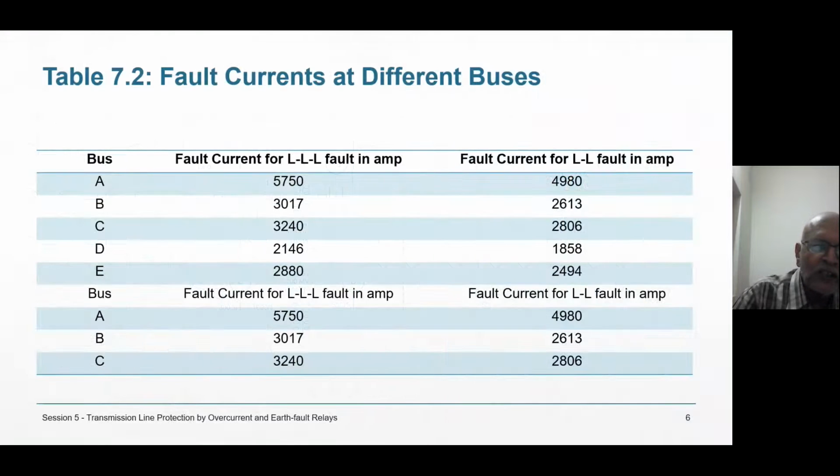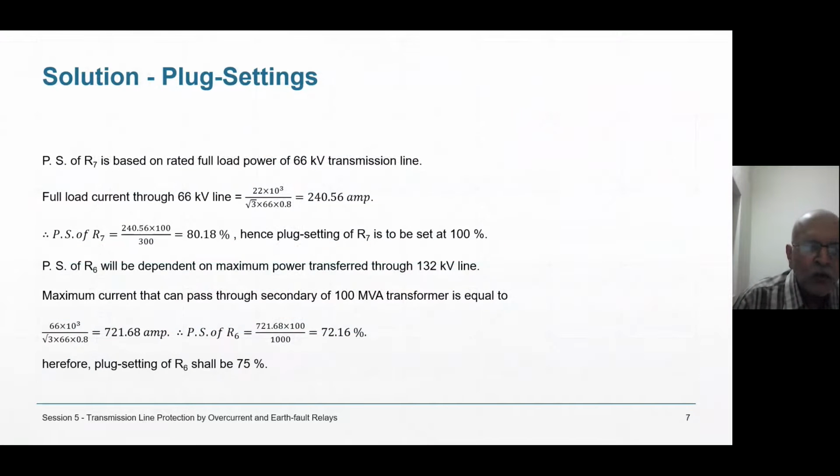So 66 megawatt into 10 raised to 3 divided by root 3 into 66, because my voltage there is 66 kV, and 0.8 is the power factor. So I come to 721.68. And my CT is 1000 by 1. So 72.16. So the plug setting of R6 will be 75%, with 50 to 200% in steps of 25.